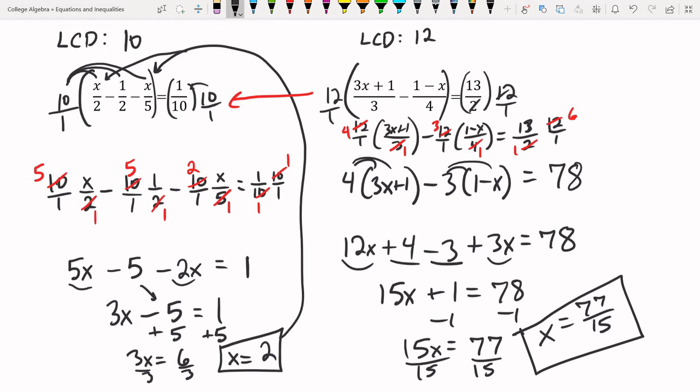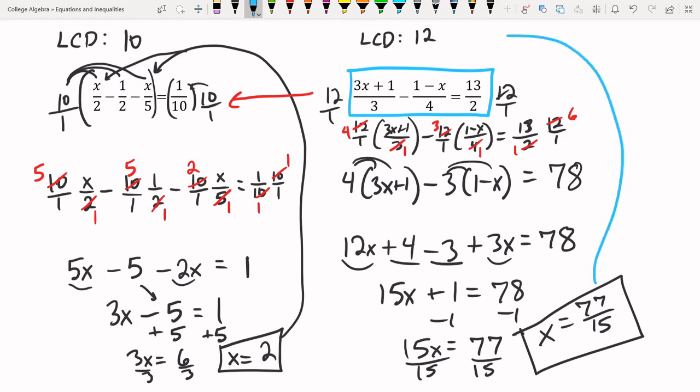The original problem, this original problem here, is only true when x equals 77 over 15. You can, of course, check this, plug this into the x's, and you'll see that you get 13 over 2 on the left-hand side.